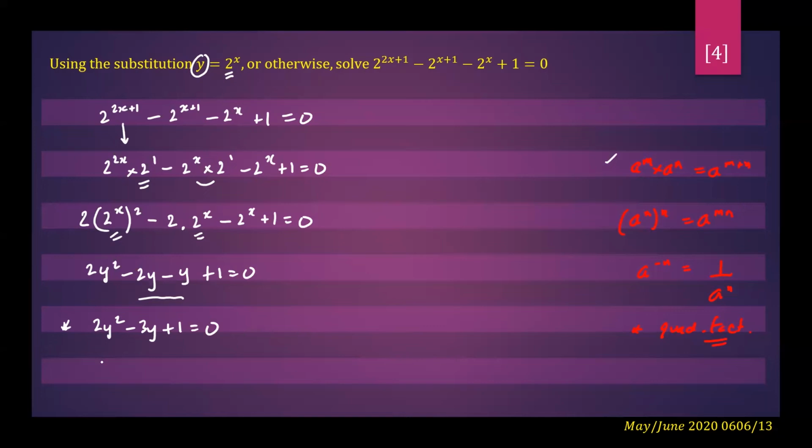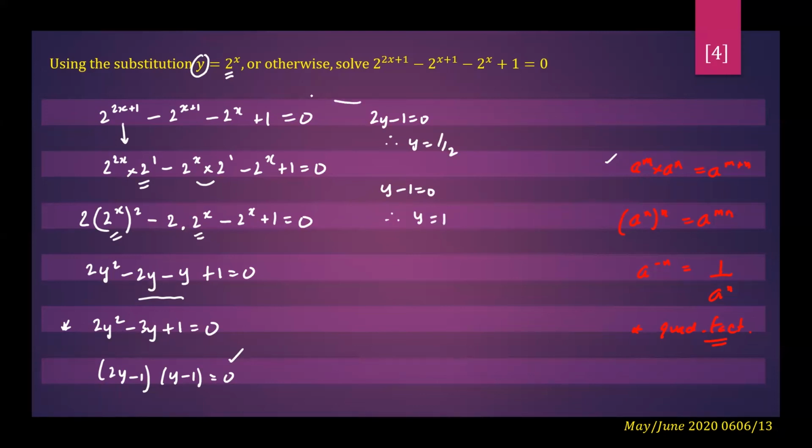Our factors are going to be 2y minus 1 and y minus 1 equals 0. So what value of y will give us a result of 0? From our first factor, we have 2y minus 1 equals 0. Therefore, y will equal a half. In our second factor, we have y minus 1 equals 0. Therefore, y will equal 1.